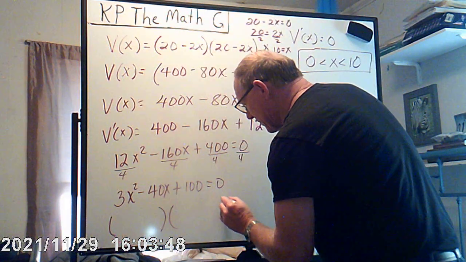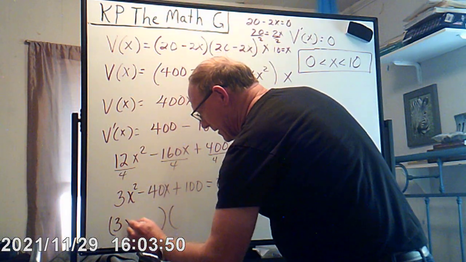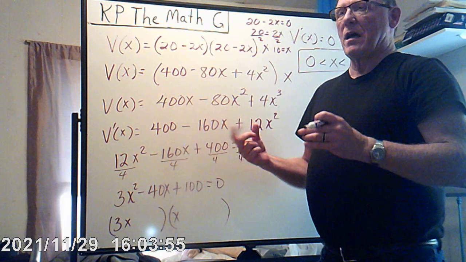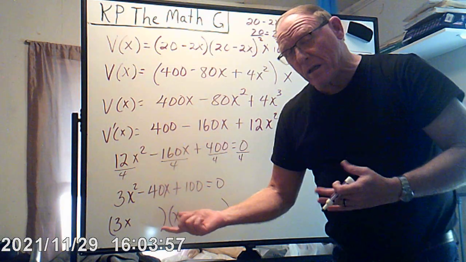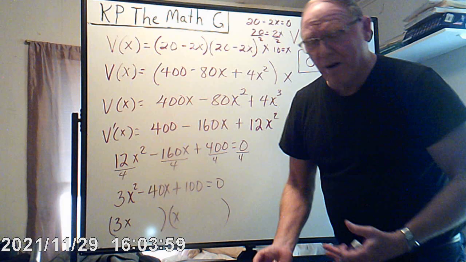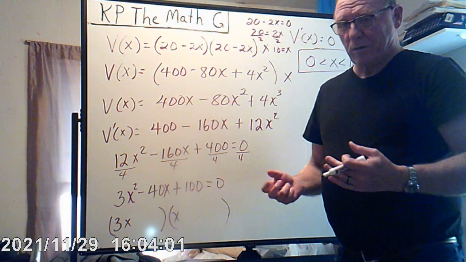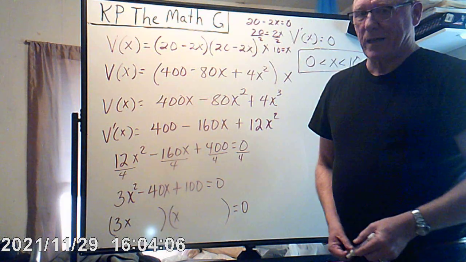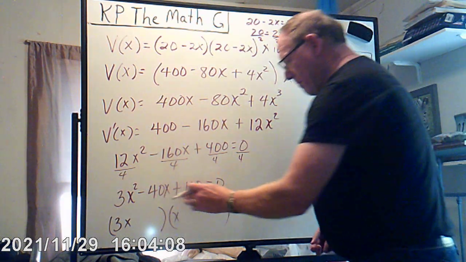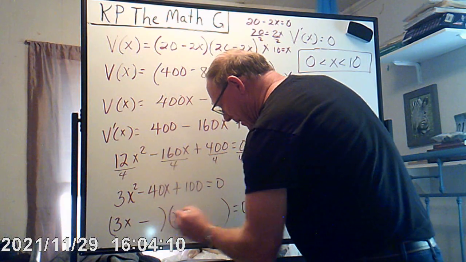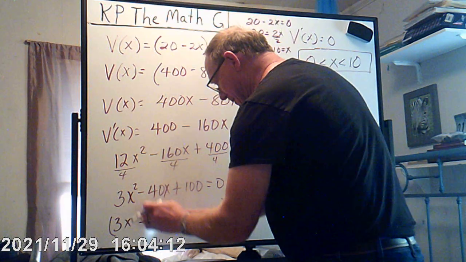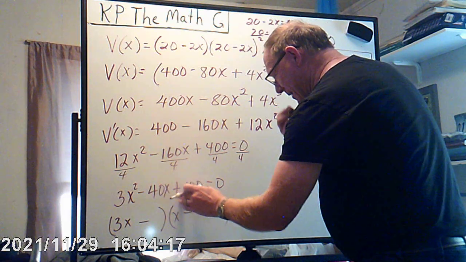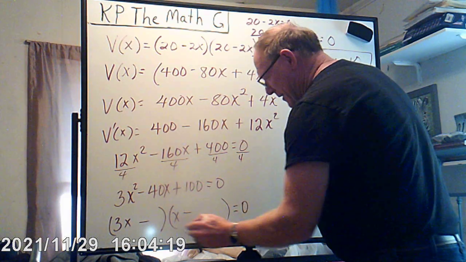Okay, so now I can factor this. This is 3x, and not all of these will factor. You may have to use the quadratic formula. You may have to complete the square. Whichever way is more comfortable for you, but boy oh boy, if it can be factored, I like to do that. Minus times a minus is a plus. I need minuses here because I need that middle term, but a minus times a minus, I need that last term to be positive.